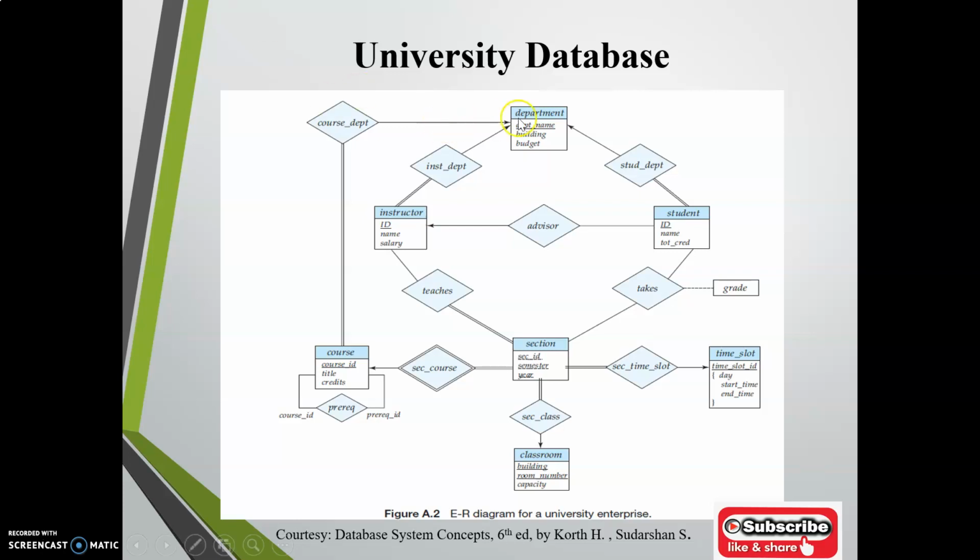This is ER diagram for the university database which has more than 3 entity sets, more than 3 relationship sets. Already I have explained everything in my earlier video. For better understanding, you all can refer that video.